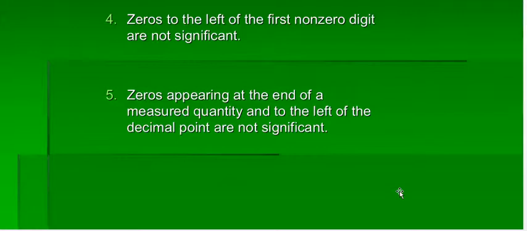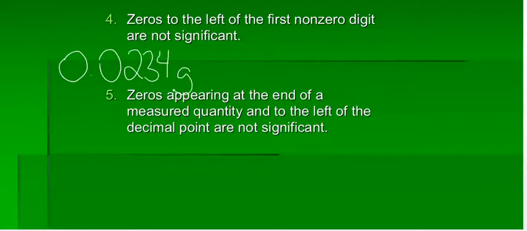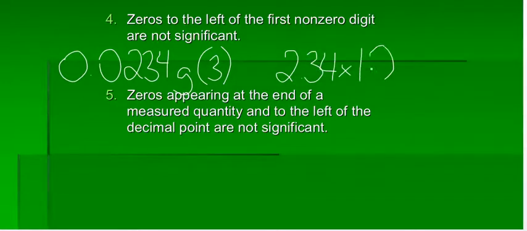Rule number 4, zeros to the left of the first non-zero are not significant. For example, if I have 0.0234 grams, those zeros are not significant. There's 3 sig figs. I can get rid of the zeros by putting this in scientific notation. So the zeros are placeholders in this case.